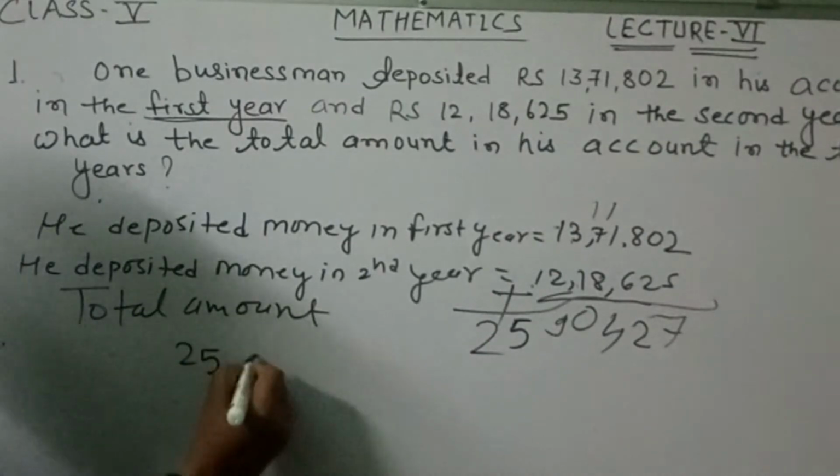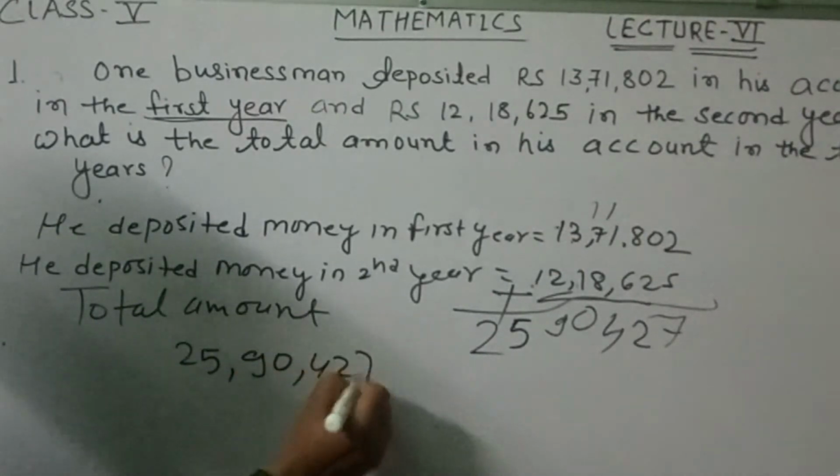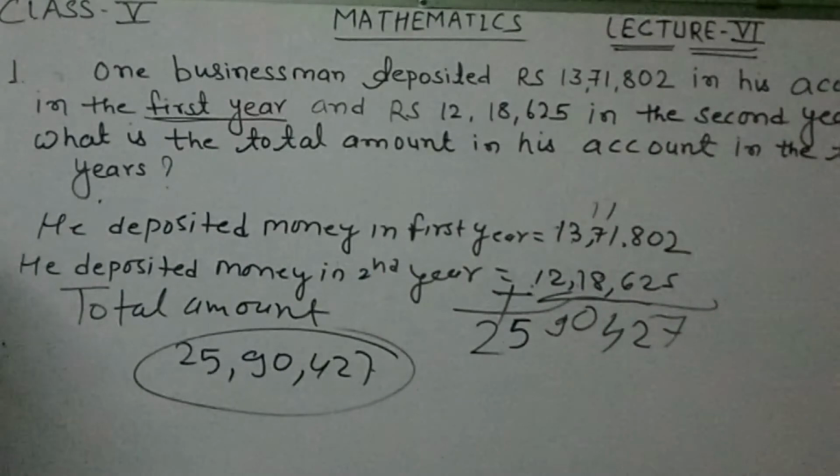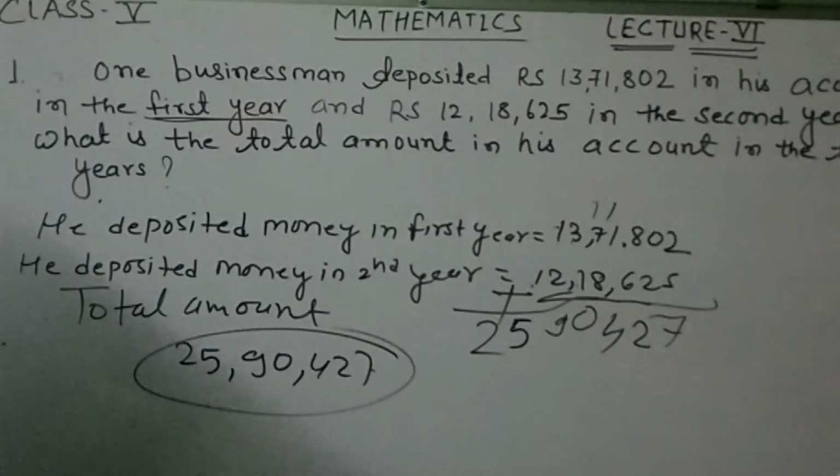25 lakh 90,427. How much did he deposit in both years? In both years, 25 lakh 90,427. Means if the question says find the total amount, that time you have to add. Not always, but sometimes we have to add; in the case of finding the total amount, we have to add the numbers together.